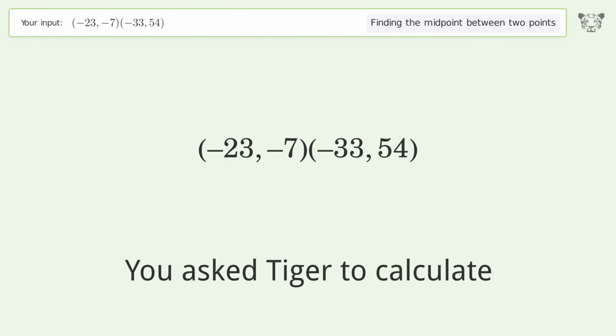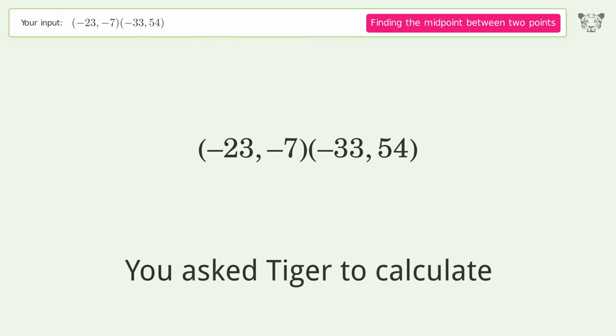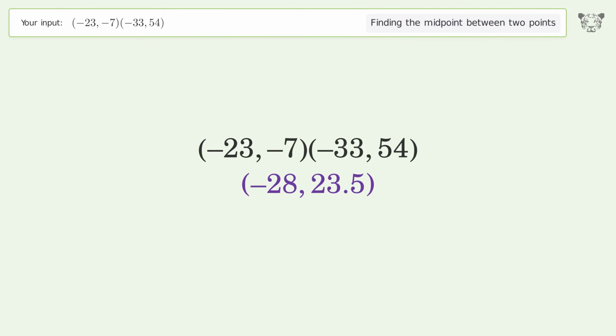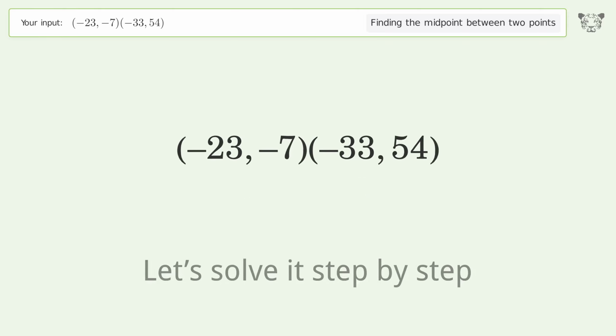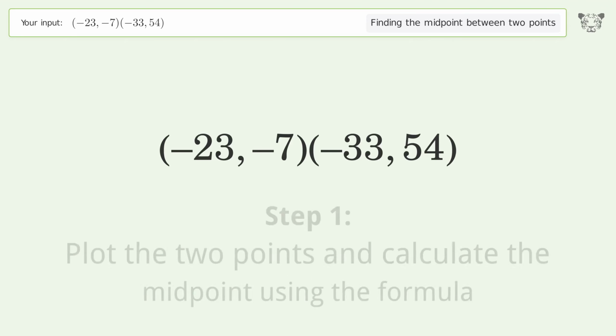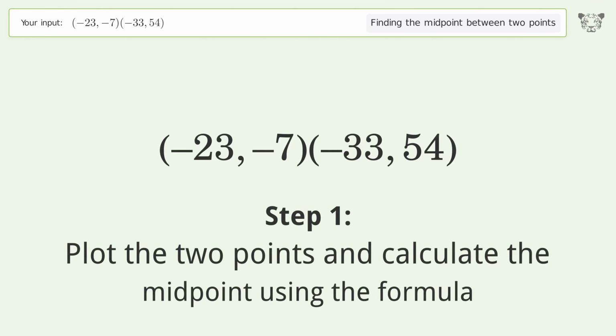You ask Tiger to calculate. This deals with finding the midpoint between 2 points. The midpoint between the 2 points is negative 28, 23.5. Let's solve it step by step. Plot the 2 points and calculate the midpoint using the formula.